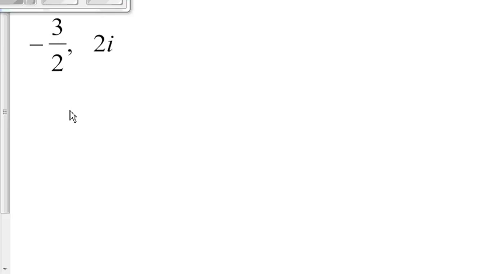If we're trying to write the equation that would give us these zeros, we need to understand the relationship between a zero and the factor. So if negative 3/2 was a zero, that had to have come from the factor x plus 3/2, because negative 3/2 plus 3/2 would be 0. So therefore, we know that this would be a factor that created this solution.